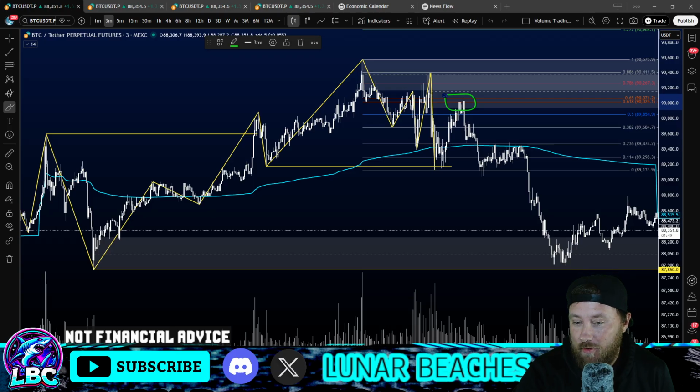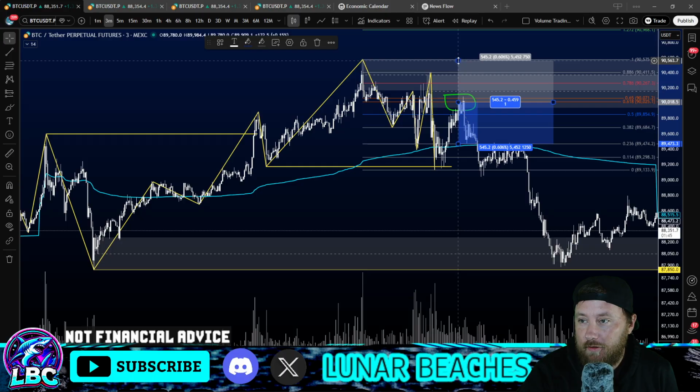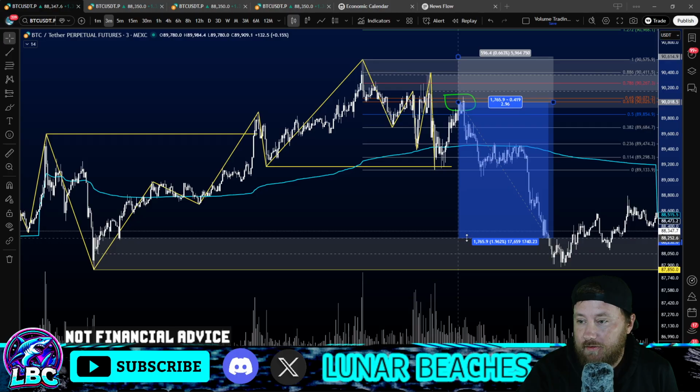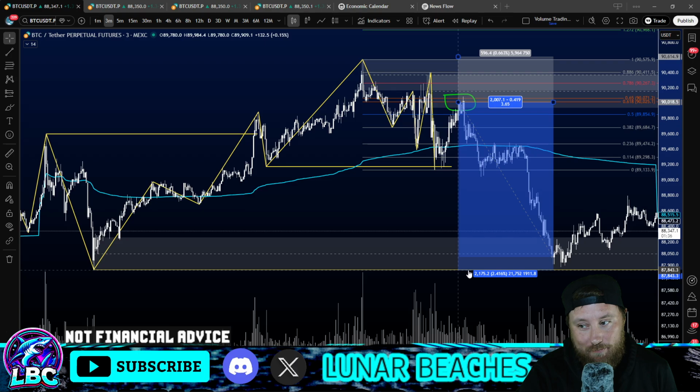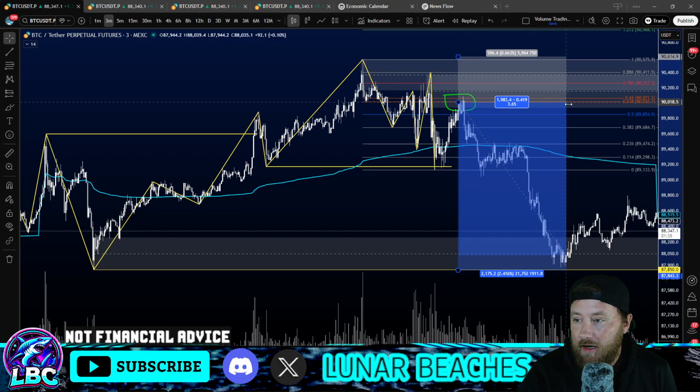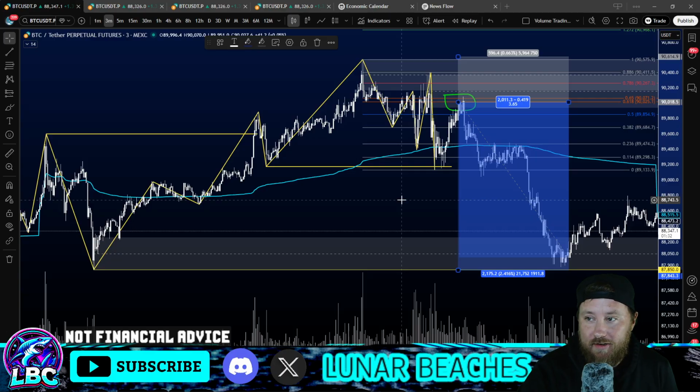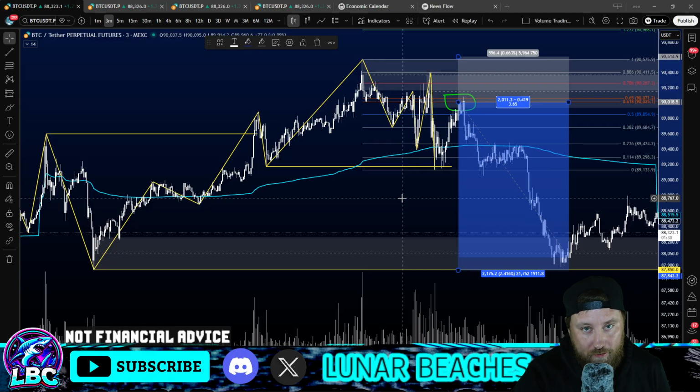So for me, it's taking the short tool, stop above the high, take it at demand. I would even go so far as to say, put it at the low. And the important thing here is making sure you're not risking more than 1% of your account on the trade.